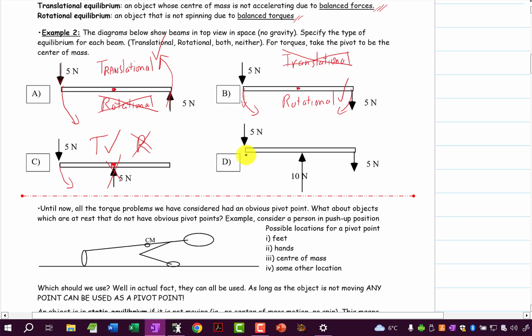But D, here we go. This is pulling down with 5, that's 5 down, and that's up with 10. So translational is true. And torque-wise, this one's not going to cause a torque because it's at the pivot point, and that's causing it that way, that's causing it that way, so that's both rotational and translational. Any questions?